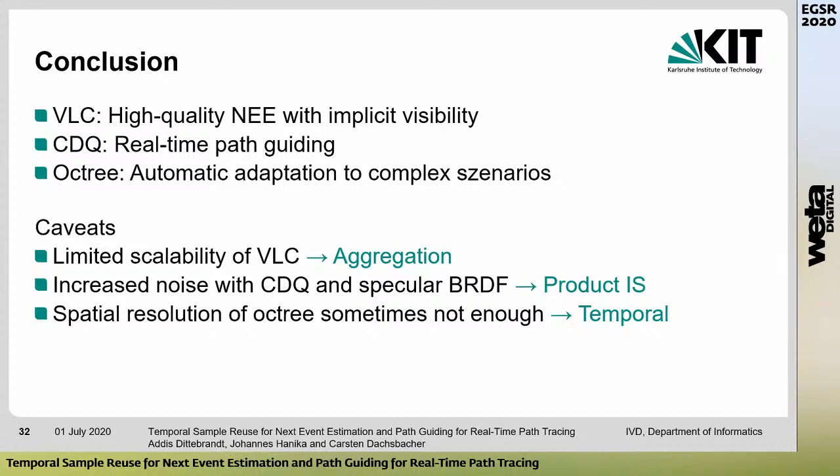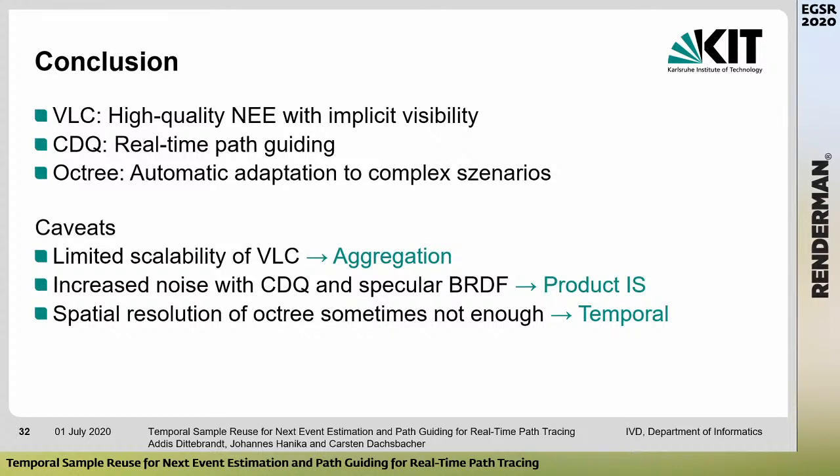To conclude this presentation, with the ULC, we do high-quality next event estimation through explicit tracking of light sources, and we therefore handle visibility implicitly. With the CDQ, we propose a path guiding technique that is actually tractable for real-time usage and still provides actual improvements. And the octree is a structure that we propose that is needed for spatial variation. It automatically adapts to new scene situations over time and is quite efficient at that.